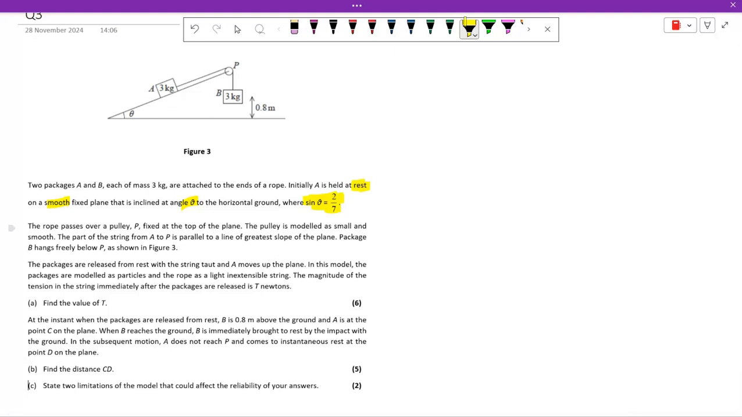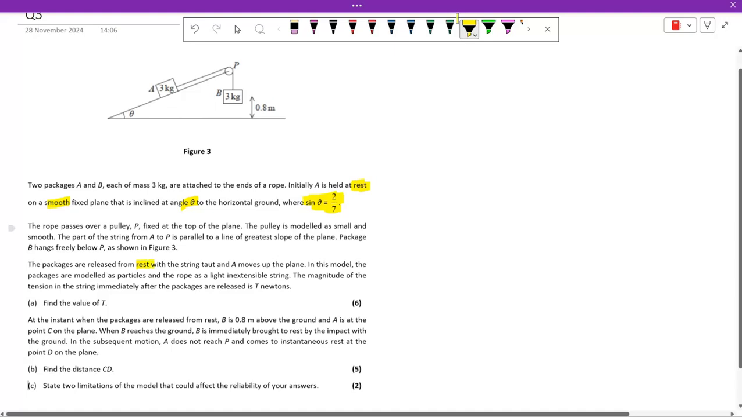The pulley is modeled as small and smooth. The part of the string from A to P is parallel to a line of greatest slope of the plane. Package B hangs freely below P, as shown. The packages are released from rest with the string taut, and A moves up the plane. In this model, the packages are modeled as particles, and the rope is a light inextensible string.